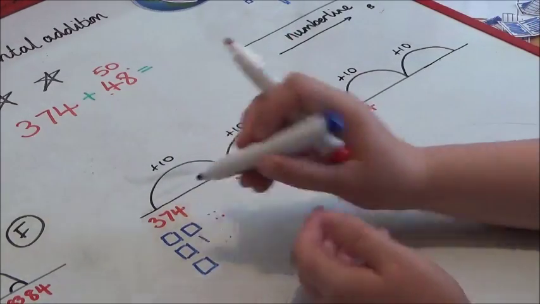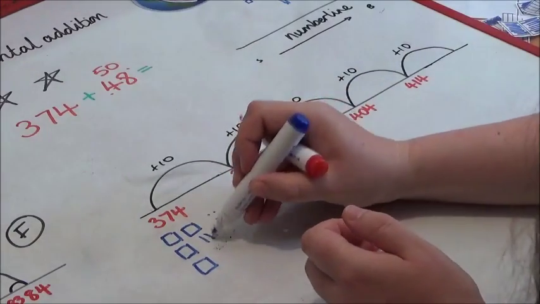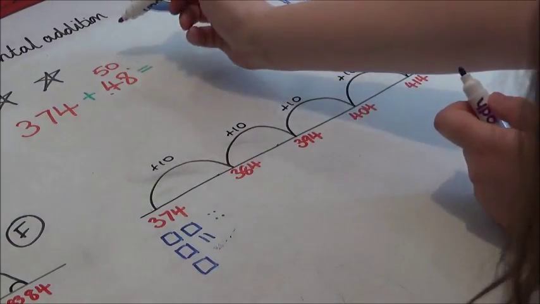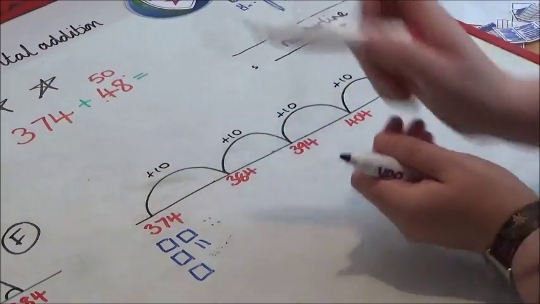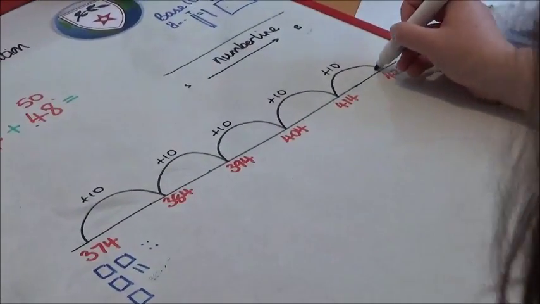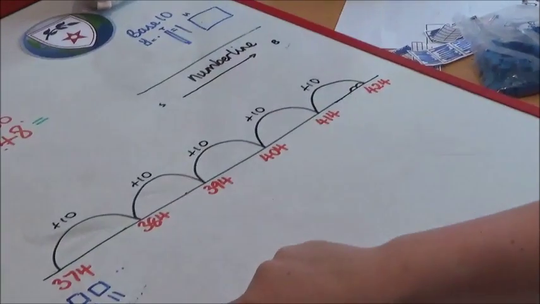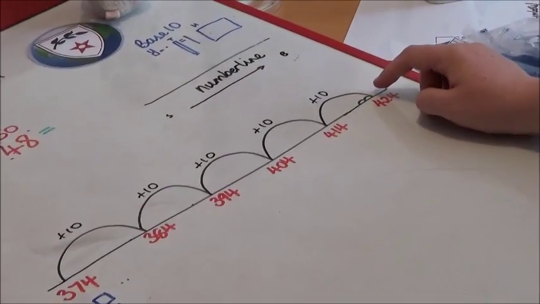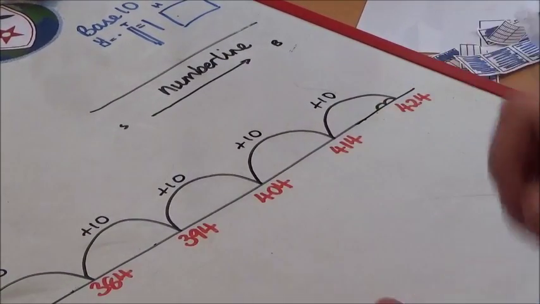Add another 10, 414, add another 10, 424. But remember, I actually added 2 more on to get to the 50. So what I need to do is I need to take off those 2 now. You can see from my base 10 we've got 422. Let's double check. 424, 423, 422.